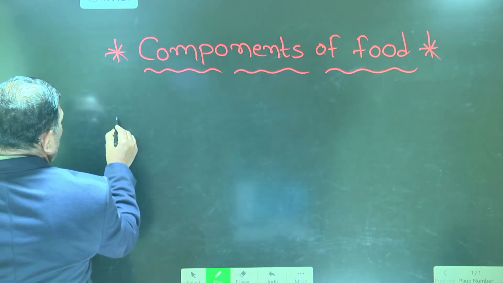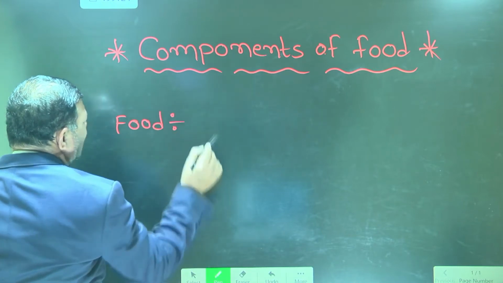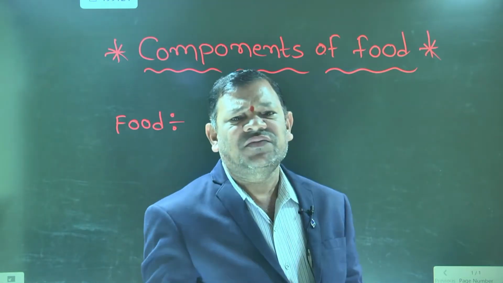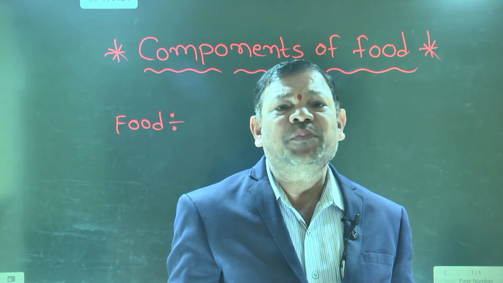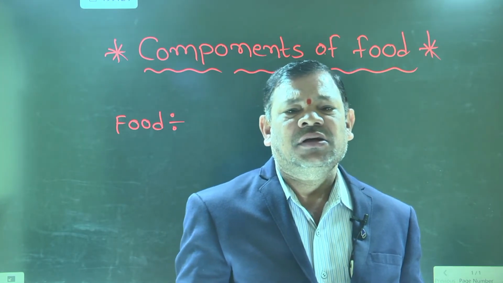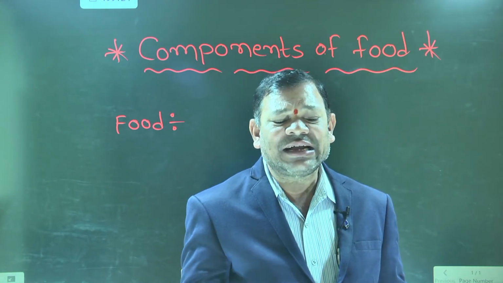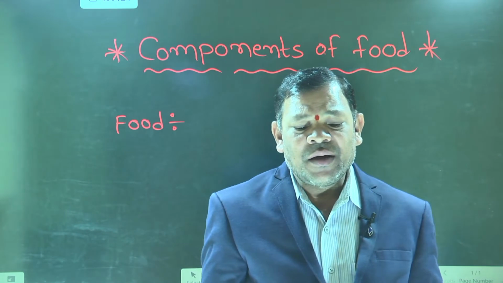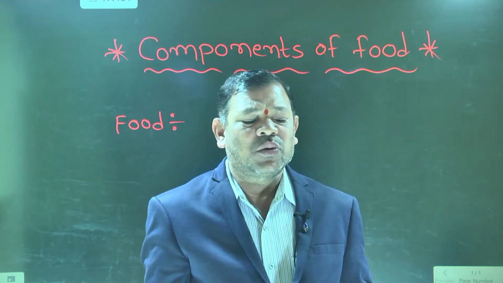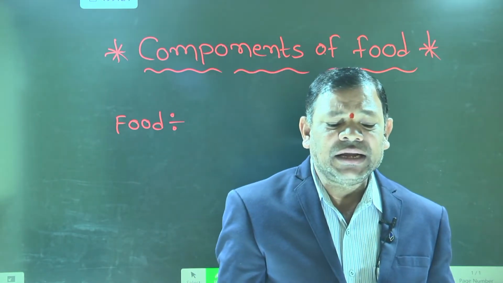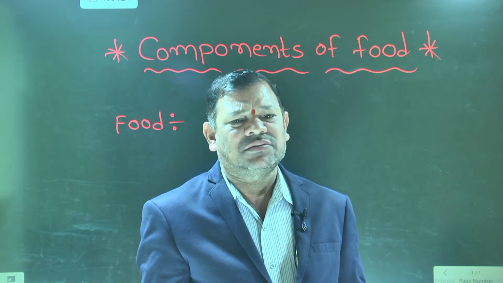First, what is the definition of food? The edible substances which we can eat, that give energy and the material required for growth, development and repair mechanism in our body, are called food.